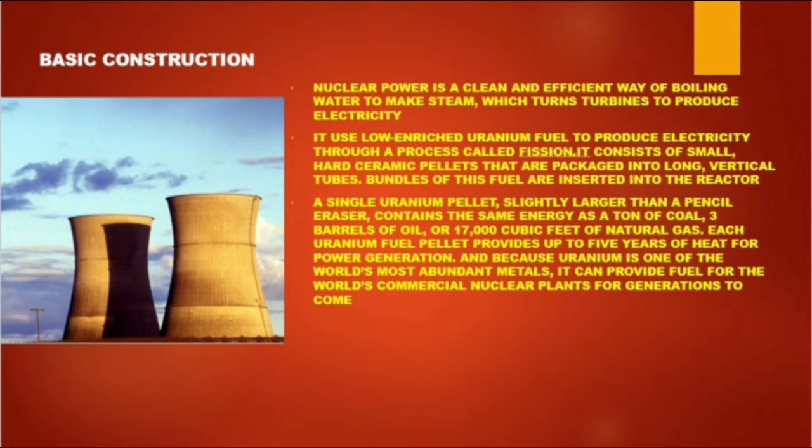The fuel consists of small hard ceramic pellets that are packaged into long vertical tubes. Bundles of this fuel are inserted into the reactor. A single uranium pellet, slightly larger than a pencil eraser, contains the same energy as a ton of coal, 3 barrels of oil, or 17,000 cubic feet of natural gas. Each uranium fuel pellet provides up to 5 years of heat for power generation. And because uranium is one of the world's most abundant metals, it can provide fuel for the world's commercial nuclear plants for generations to come.